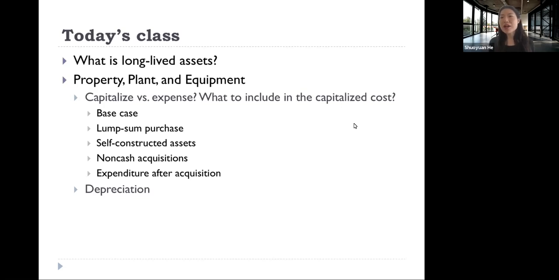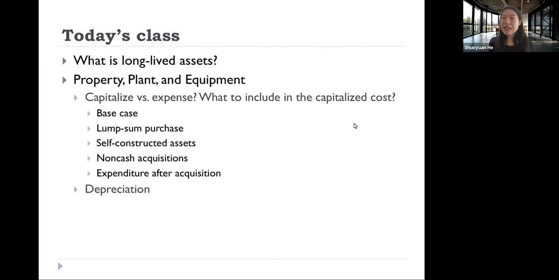The second major accounting question here is, if we decide to capitalize an item, then how to calculate depreciation for that item? So that is the second major accounting question. The third major accounting question here is, if we decide to capitalize an item, how to recognize impairment?